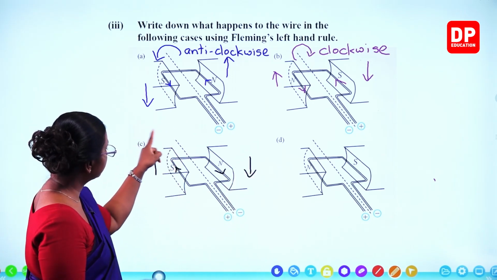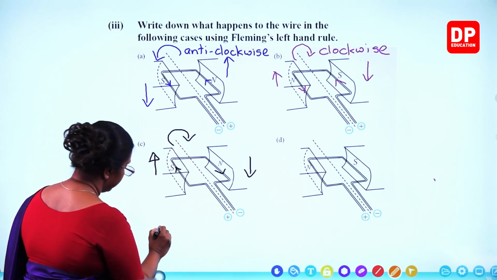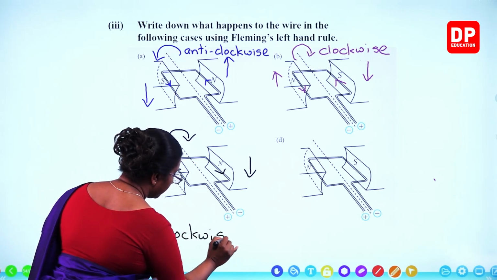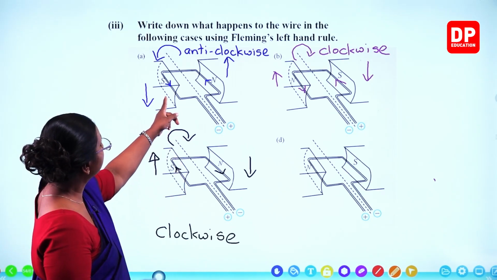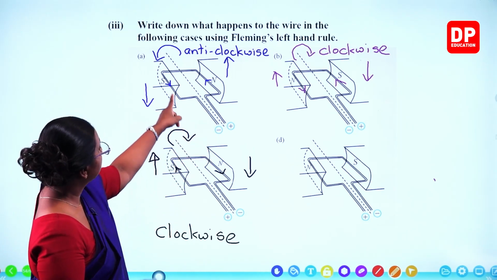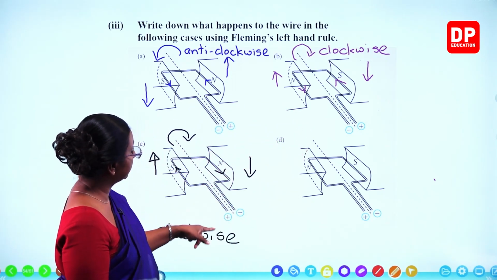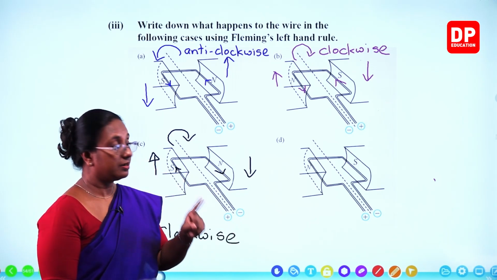Then how will this rotate? It will rotate in the clockwise direction. Clockwise direction. Is that clear? So when you compare these two, here the poles of the magnet are changed, here the direction of the current flow has been changed. Only one change has been done.